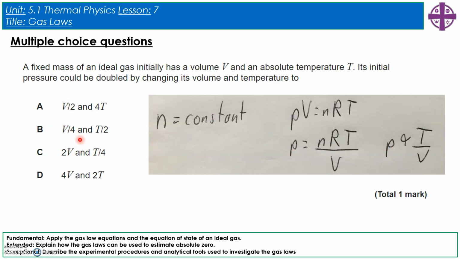Because if the volume changes to the volume over 4, that's like quadrupling the pressure. That's like the pressure being times by 4. But if the temperature halves, then the pressure would halve. So I multiplied it by 4, but then I halved it, so that would give me double the pressure.